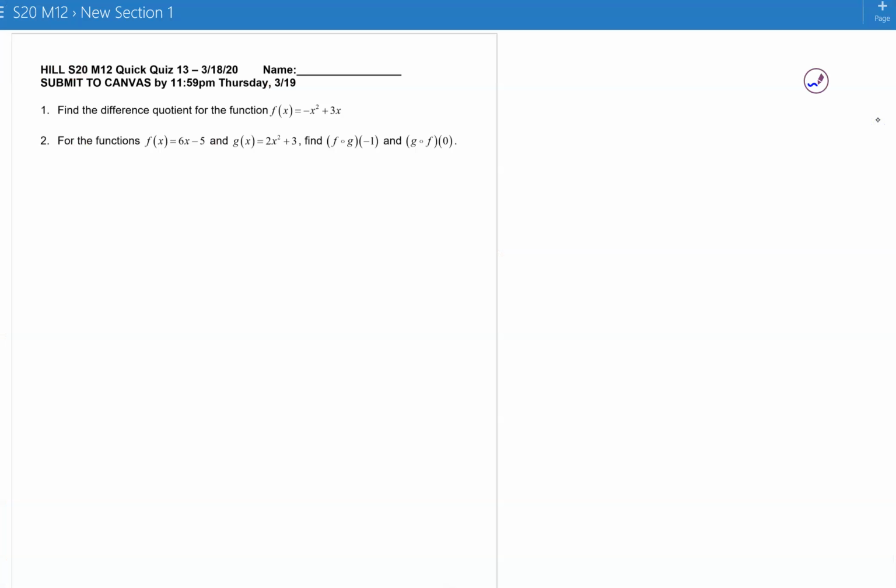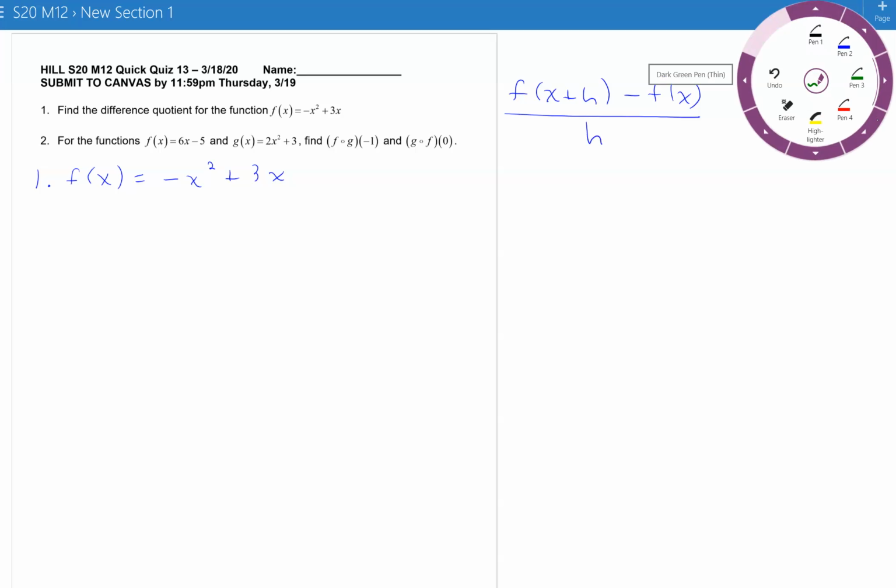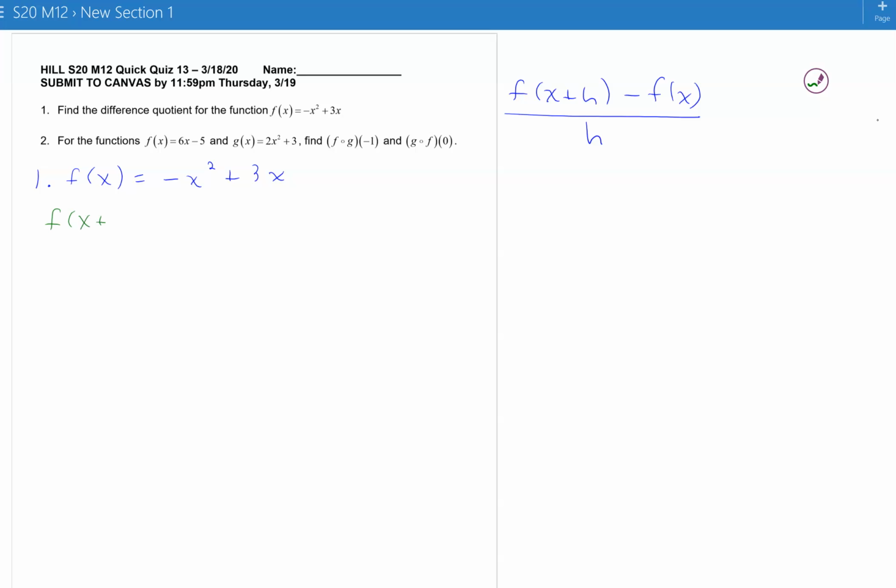This is the key for Quick Quiz 13, as if we were going over it together in class. So let's find the difference quotient for this function, f of x equals negative x squared plus 3x. The formula is f of x plus h minus f of x over h. So let's start by finding f of x plus h.